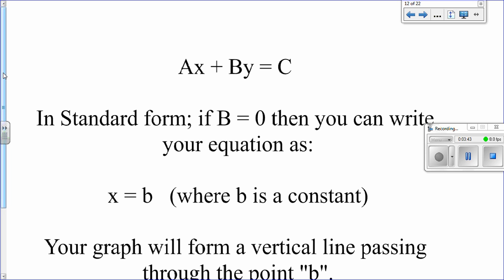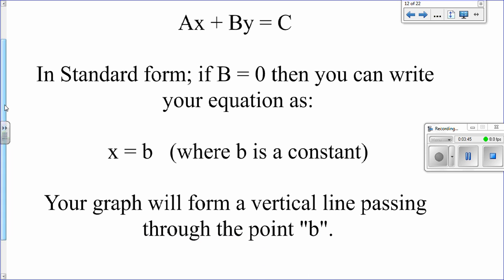If in standard form your b is equal to 0, that means you're going to write your equation as x equals b. Again, b is any number, fraction, decimal, negative, positive, integers, you name it. Your graph is going to form a vertical line passing through the point that's labeled as b.